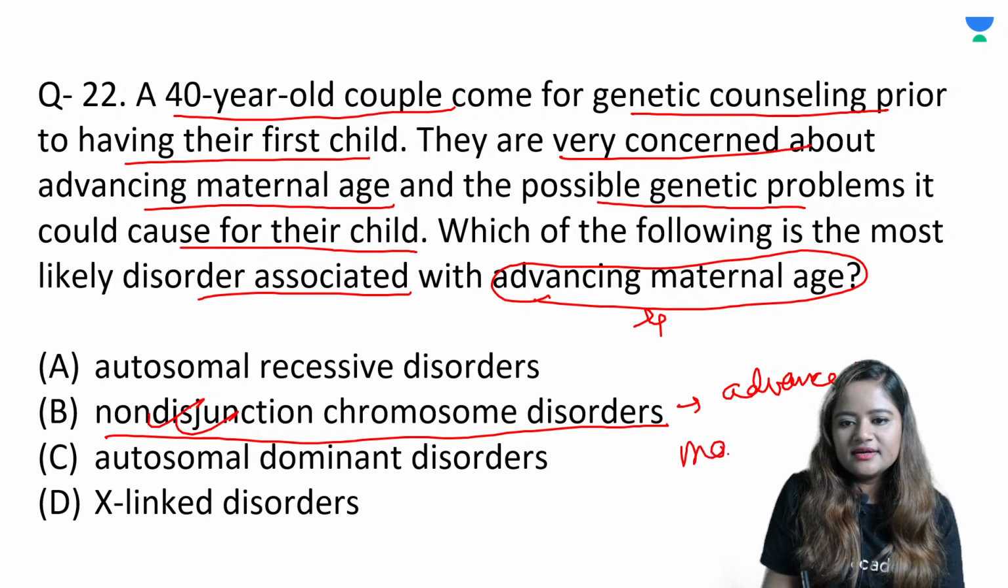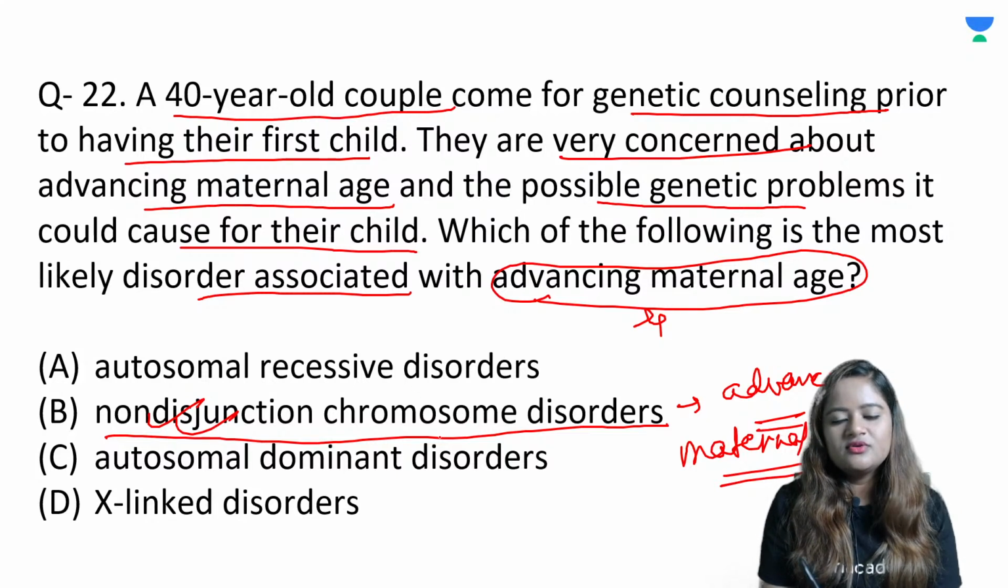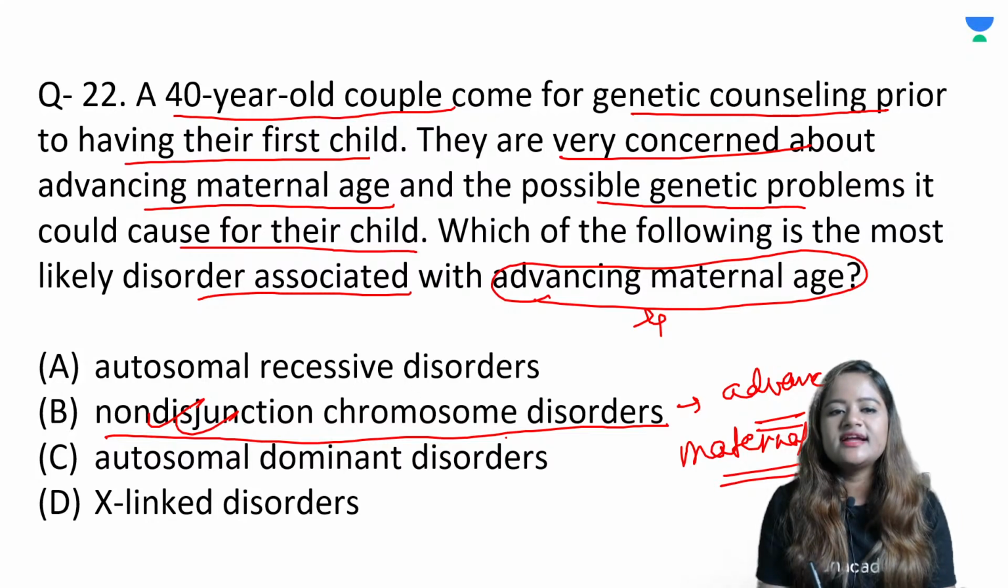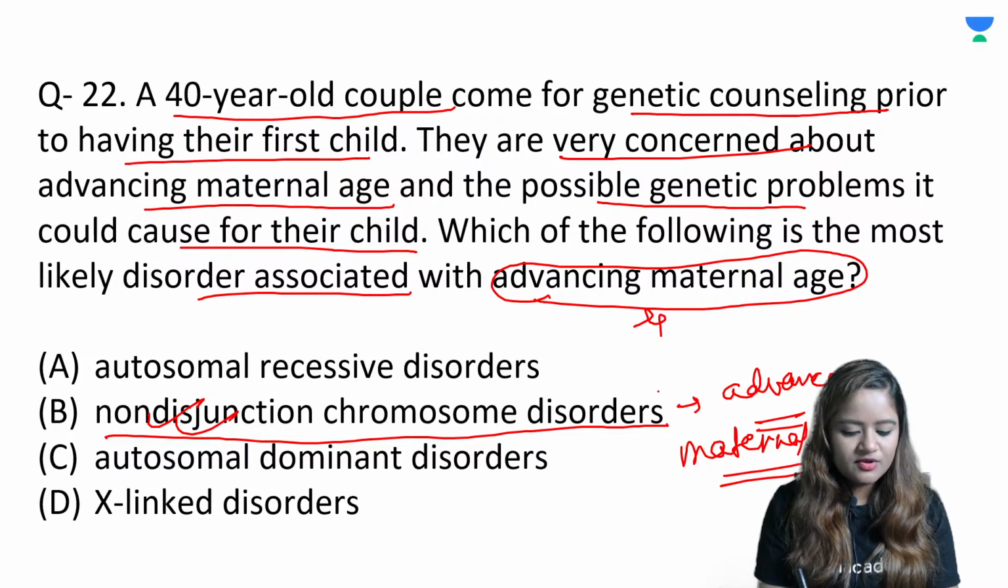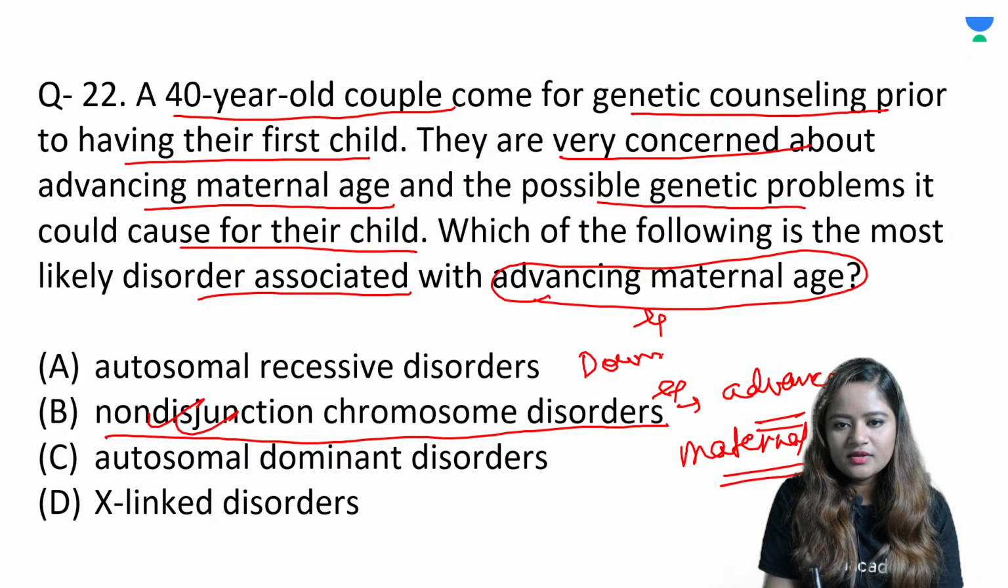Okay? So if the maternal age is advanced, what is going to happen? You will have non-disjunction of the chromosomes at the time of mitosis and meiosis. So that will lead to problems like trisomies or any other kind of problem, for example, Down syndrome. Okay.